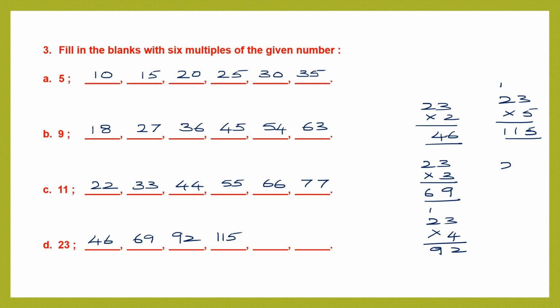115. Then we have 23 into 6. 6 threes are 18, carry 1, 6 twos are 12 plus 1, 13, 138. Then we have 23 into 7. 7 threes are 21, carry 2. 7 twos are 14, 15, 16, 161. So now we have 6 multiples of the number 23.